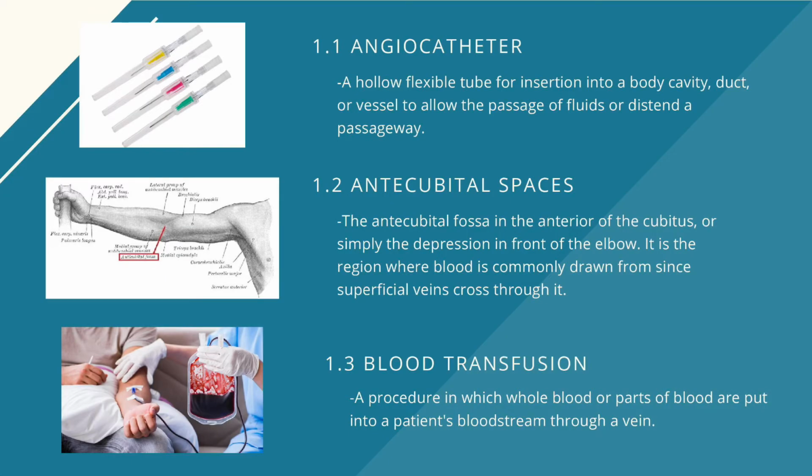Angiocatheter. A hollow flexible tube for insertion into a body cavity, duct, or vessel to allow the passage of fluids or distend a passageway. Antecubital spaces. The antecubital fossa is the anterior of the cubitus, or simply the depression in front of the elbow. It is the region where blood is commonly drawn from, since superficial veins cross through it. Blood transfusion. A procedure in which whole blood or parts of blood are put into a patient's bloodstream through a vein.